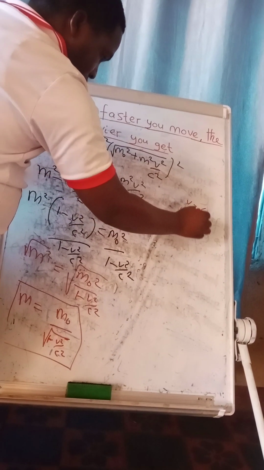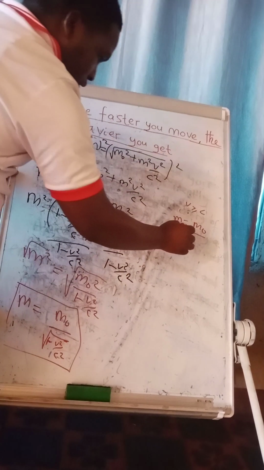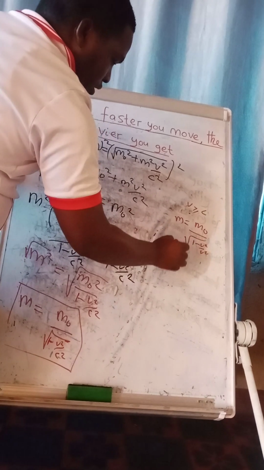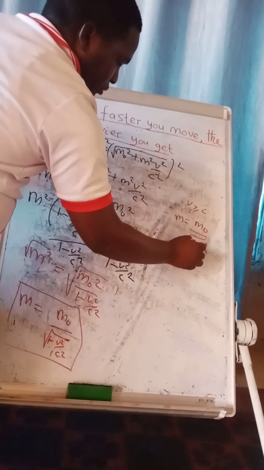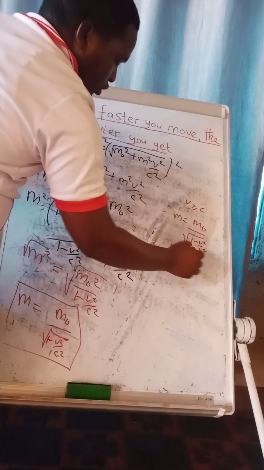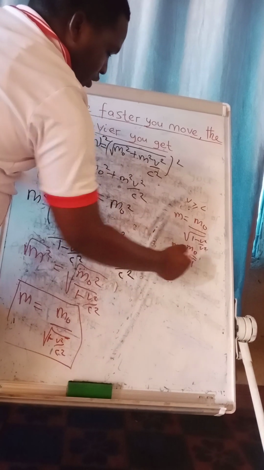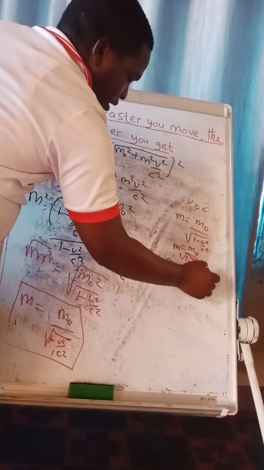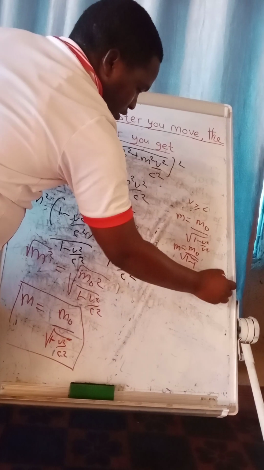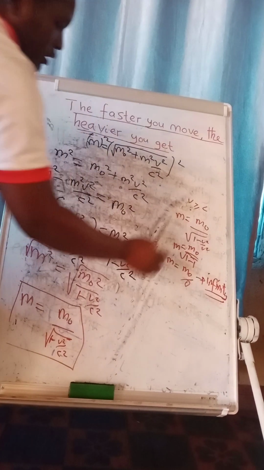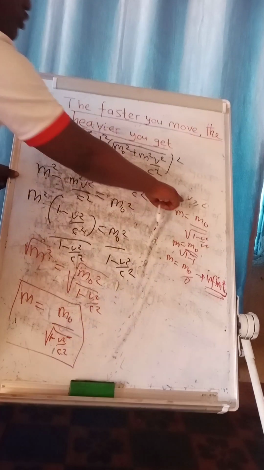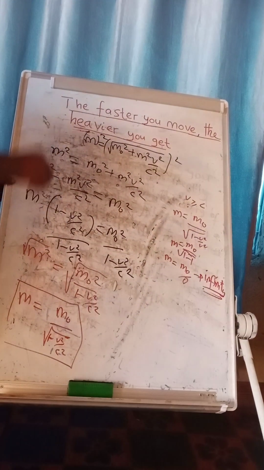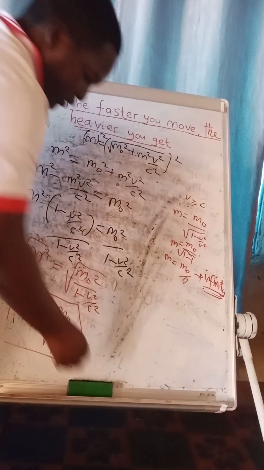Then m will be equal to m naught over the square root of 1 minus v square over c square. Here it will be equal to 1 minus 1, which is 0. So m naught divided by 0 gives infinity. So the mass will be greater when the object moves with the speed of light. So we confirm that the faster you move, the heavier you get.